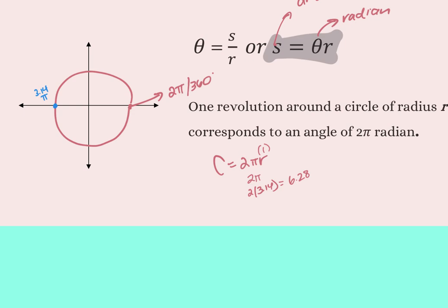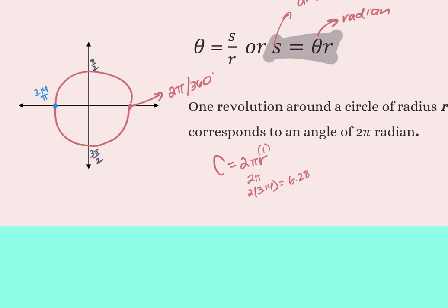How about a quarter of the way around my circle? 1/2 pi, which would be pi over 2. And that's where 90 degrees exists. And then at the bottom, 1 1/2 pi would be 3 pi over 2.